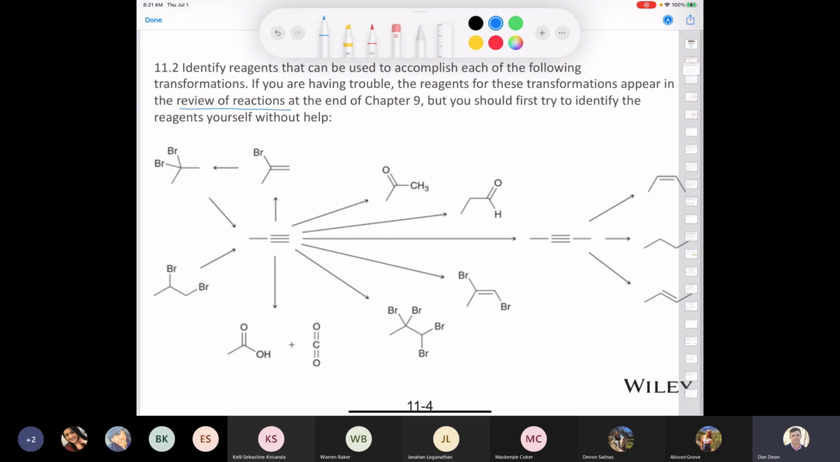The review of reactions at the end of chapter 9. So this is the alkynes chapter. Try to do it yourself, and I see that my students are so fast that it leads me to a strong suspicion that you're not looking at the book. You're just like, I know it by now, just move on. Okay. Well, let's take a look at this one.